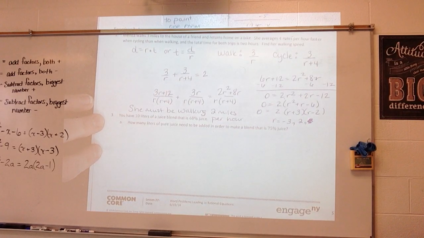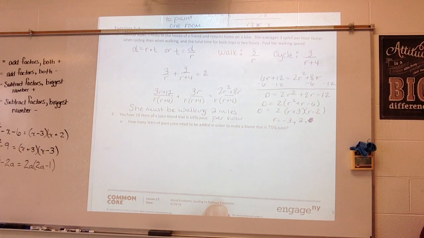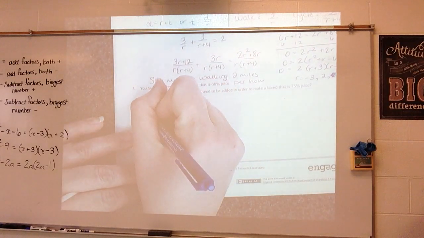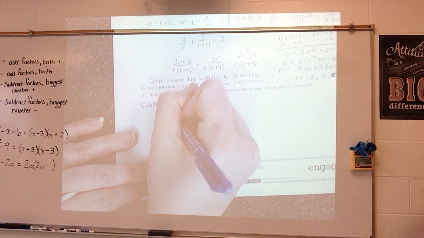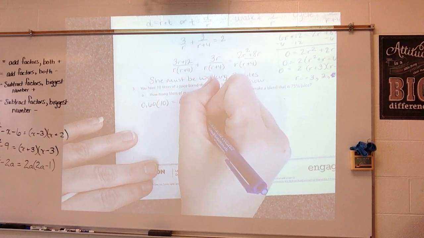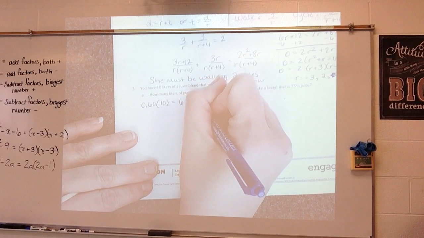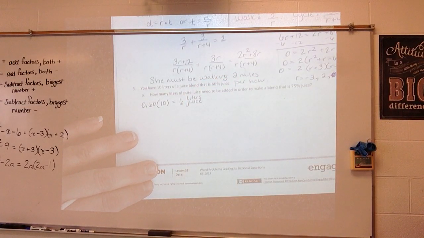Alright, number 3, you have 10 liters of juice blend that is 60% juice. How many liters of pure juice need to be added in order to make a blend that is 75% juice? So we're starting off with 10 liters of blend that's 60% juice. Then this blend contains, so I need to figure out how much it contains of juice. Alright? So if it's 60% juice, I multiply that, which means that it is 6 liters of juice in the 10 liters of mixture.